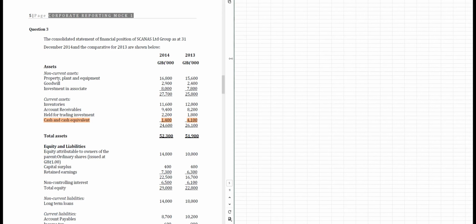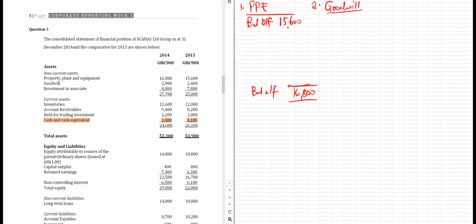So in that case, what do we see on the face of the account? PPE. Balance brought forward 15,600. Balance carry forward 16,800. And please be leaving ample space, at least about 5-6 lines, because you don't know what will go into it. Are we okay? Then we add goodwill. Balance brought forward 2,400. Balance carry forward 2,900.